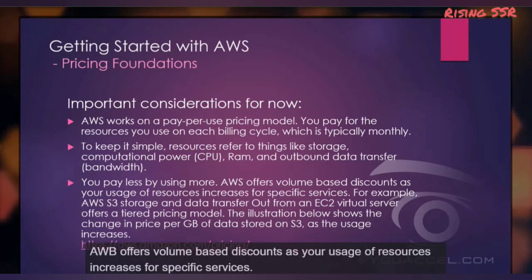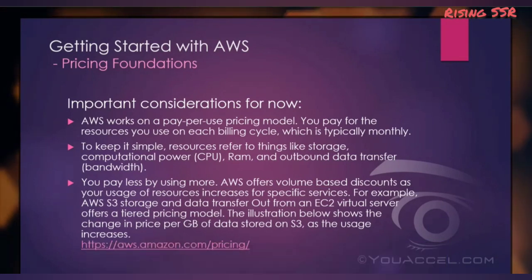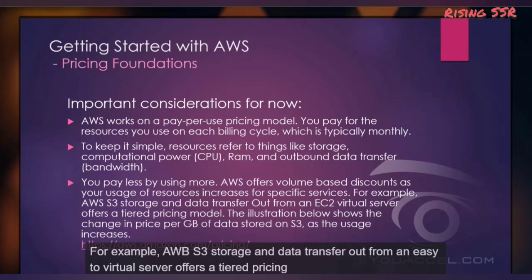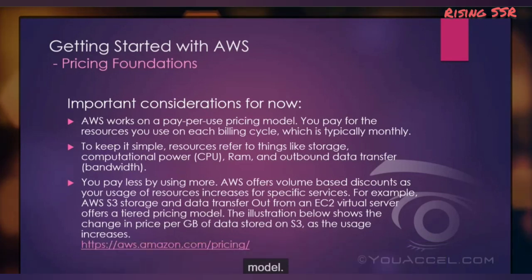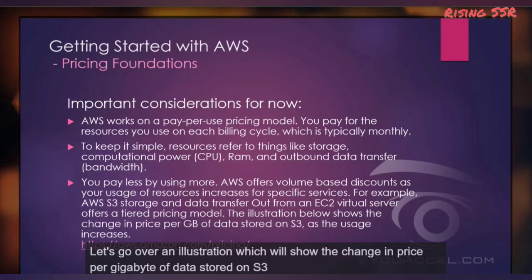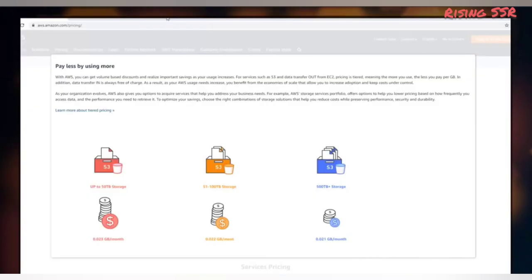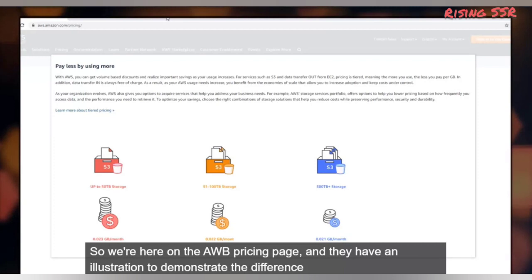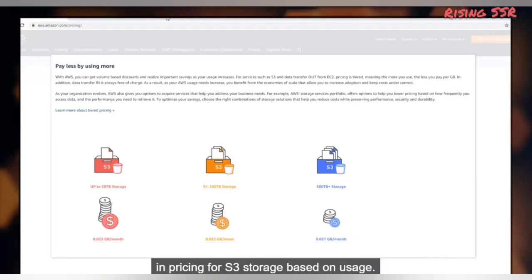AWS offers volume-based discounts as your usage of resources increases for specific services. For example, AWS S3 storage and data transfer out from an EC2 virtual server offers a tiered pricing model. Let's go over an illustration which will show the change in price per gigabyte of data stored on S3 as the usage increases. So we're here on the AWS pricing page, and they have an illustration to demonstrate the difference in pricing for S3 storage based on usage.